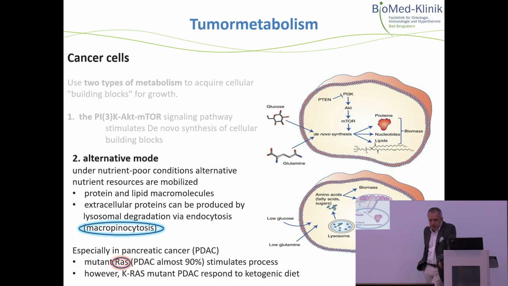An alternative mode is the undernutrition, poor conditioned alternative. Then nutrition resources are mobilized, protein and lipid macromolecules. And what's very important is that the tumor cell is able to ingest fuel by macropinocytosis, which means that cell debris around the cell is just incorporated and they use it as fuel. So that's very important. And if you don't get the cell debris away from a tumor area, you will always stimulate the tumor proliferation. And that's why omega-3 acids are so important, because the oxylipins are stimulating the process of getting rid of the debris. And that's very important. That's why I use omega-3 acids everywhere.